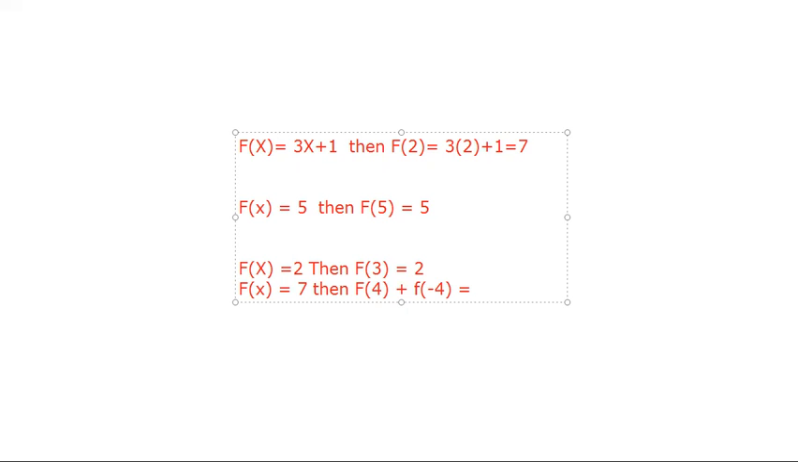It will be equal to 14. Why? In this question, can you see any x? No. For this reason, it's a constant value, a constant function. Then f of 4 will be 7, and f of negative 4 will be 7. Then 7 plus 7 equals 14.